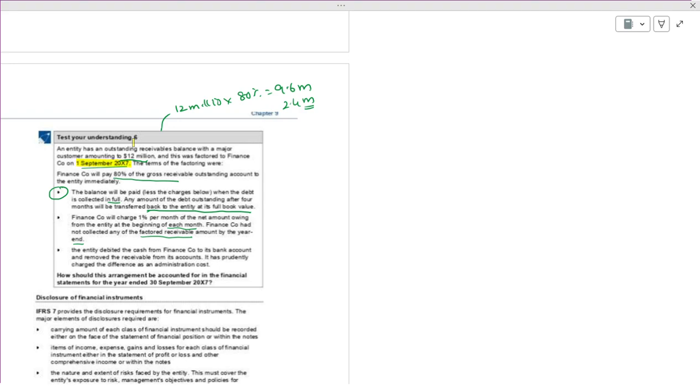They are asking us to do the things for 31st September. Only 1 month. Is that only 1 month they are going to work out? Fine. Now, the entity debited the cash from the finance company to its bank account and removed the receivables from its account.